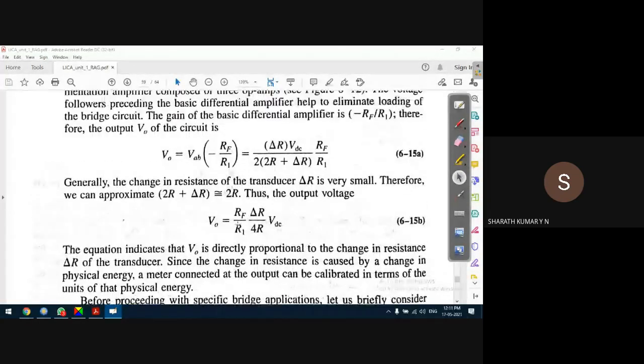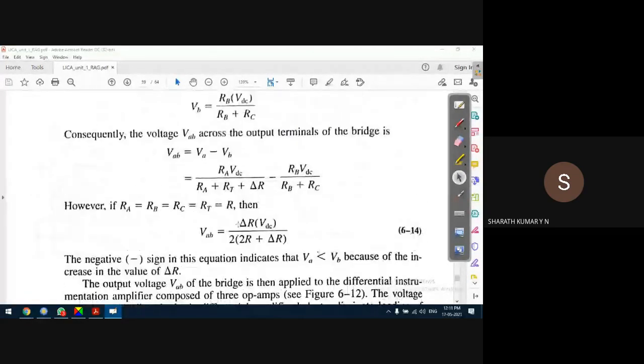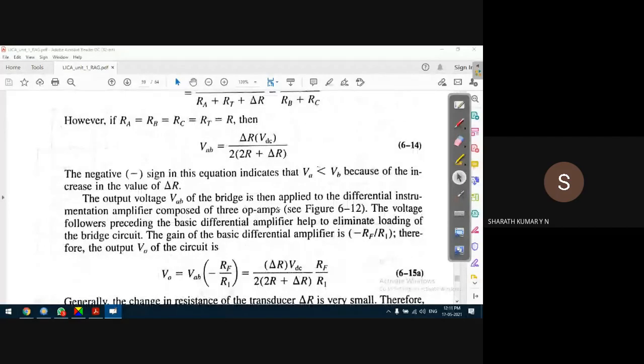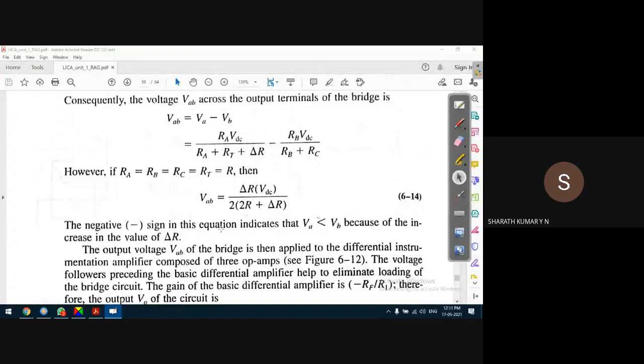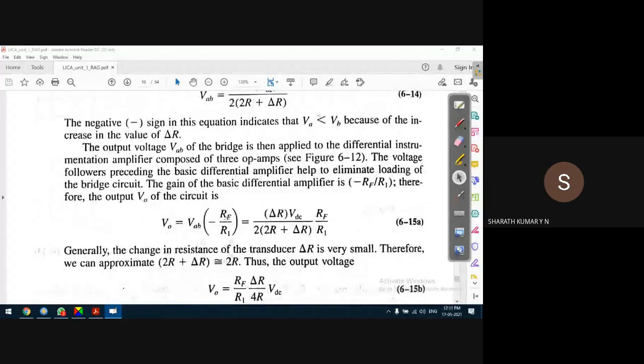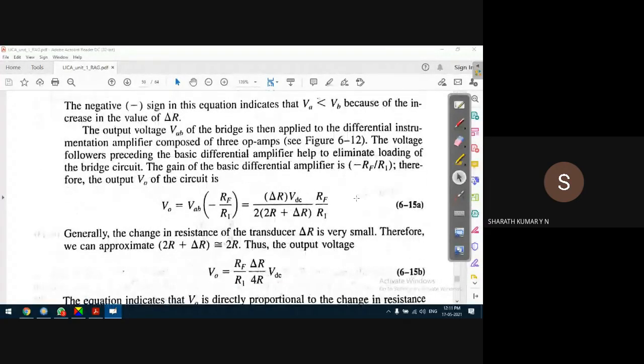Okay, so where it was, guys, I think somewhere here. Okay, here we go. Okay, here it is. Okay, so the voltage followers preceding, eliminate the loading effect on the bridge circuit.